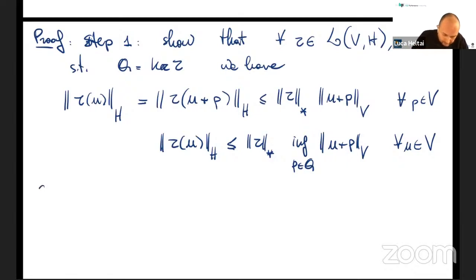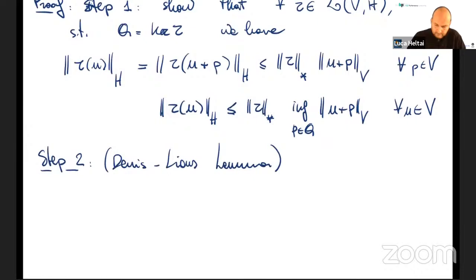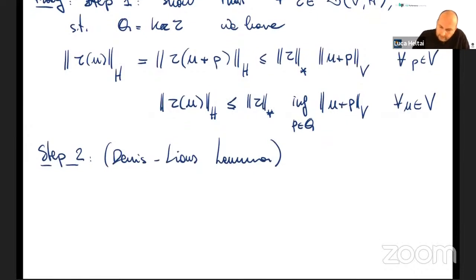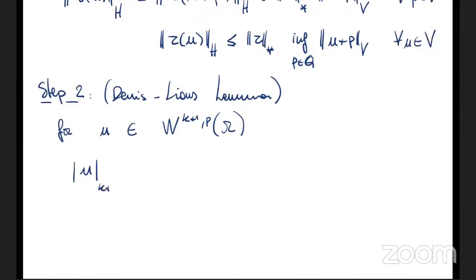So the second step, step number two, is actually called the Denis-Lions lemma. And the Denis-Lions lemma is telling the following things. For U in W k plus one P of omega, the semi-norm U, excuse me, k plus one.